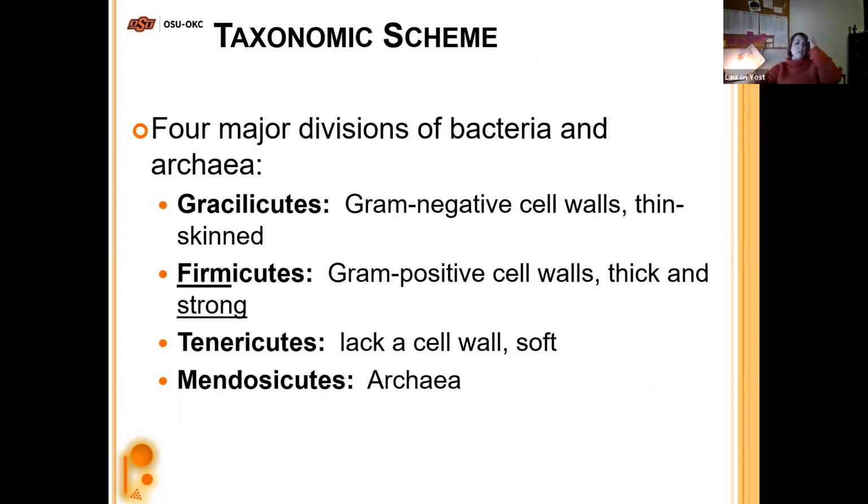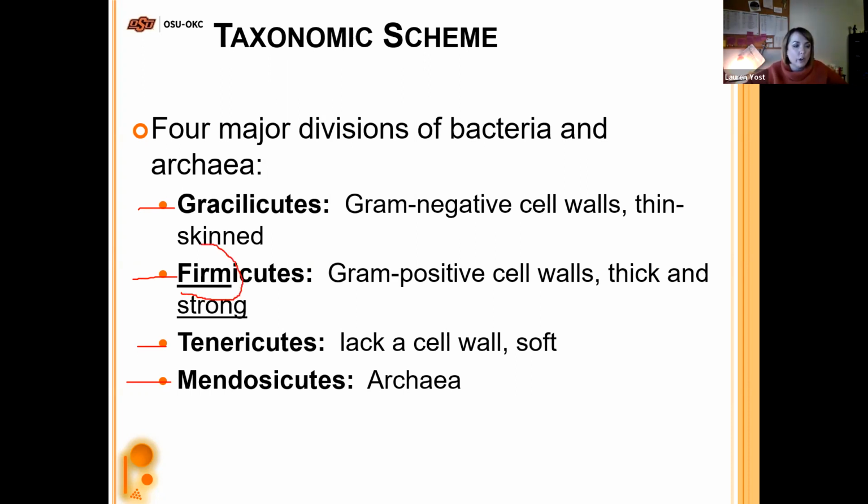Moving on to taxonomy of these bacteria and archaea. We have 4 groups to be aware of: the gracilocutes, the firmicutes, the tenericutes, and the mendosicutes. Okay, so gracilocutes. Here's how I will break this down, and it might not be helpful for you, but I hope that it is.